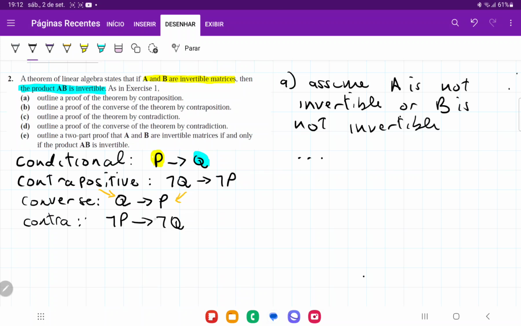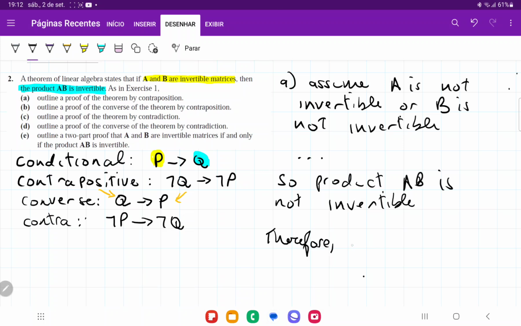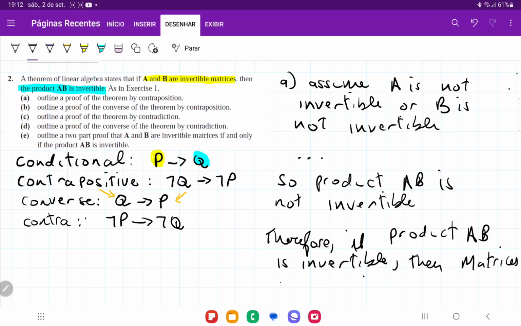We would develop it and show that it leads to not Q. So product AB is not invertible. And then we would state the conclusion, right? Therefore, if Q, then P. So therefore, if product AB is invertible, then P, right? Then matrices A and B are invertible. Okay, so that was the contrapositive of the converse.